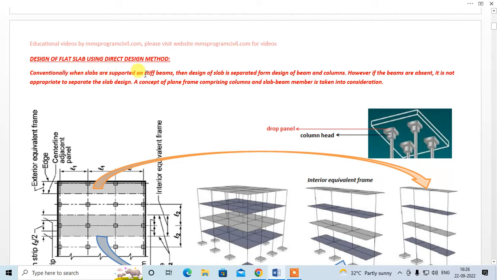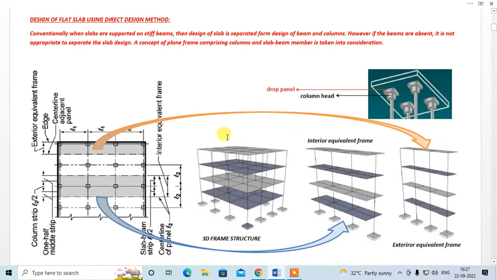Conventionally, when slab is supported on stiff beams, then design of slab is separated from the design of beams and columns. However, if the beams are absent, it is not appropriate to separate the slab design. A concept of plane frame comprising column and slab beam member is taken into consideration, right? So this is a 3D frame where there are flat slabs. In case of flat slabs, the whole 3D system is divided into plane frames.